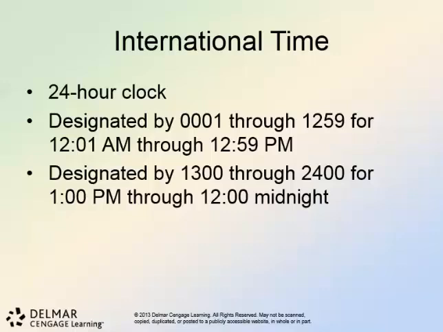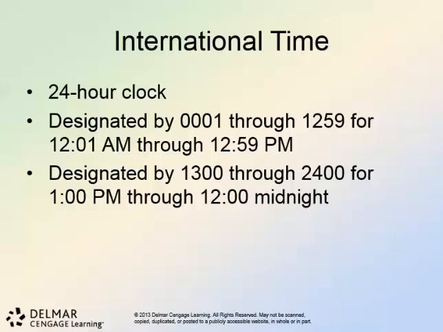So international time is designated at 0001 for 12:01 a.m., 1 minute after midnight, and 12:59 for 12:59 p.m., which is 1 minute before 1 p.m. in the afternoon. The times before 1 p.m. are very similar. The traditional times that have the a.m. and the p.m. and the colon in between the digits are very similar to the international or U.S. military time for the times from midnight until 1 p.m.